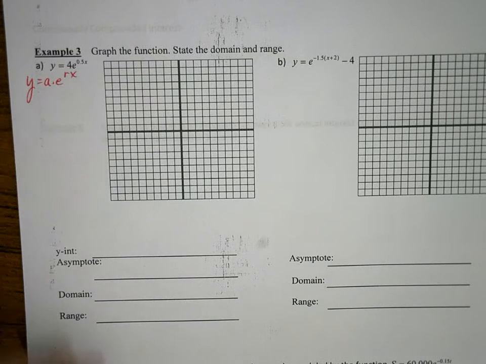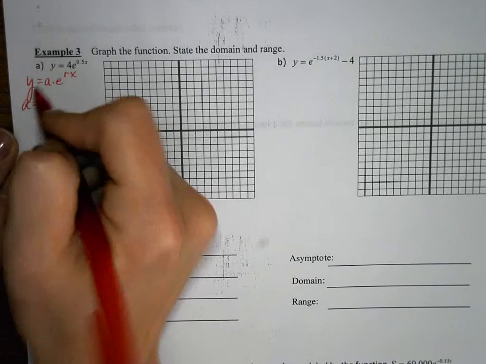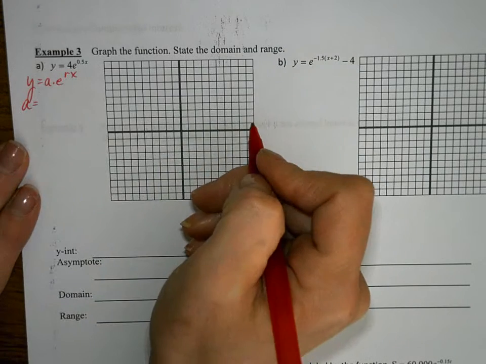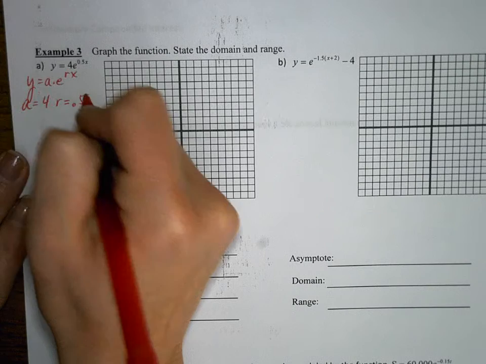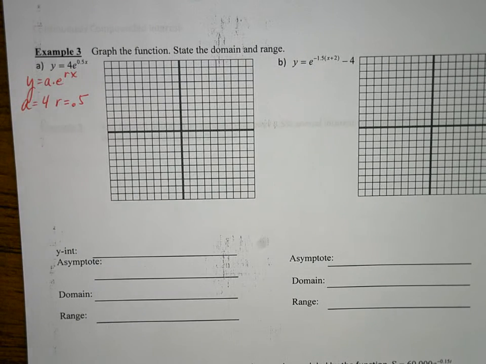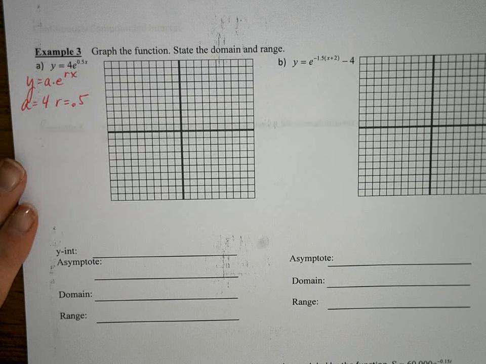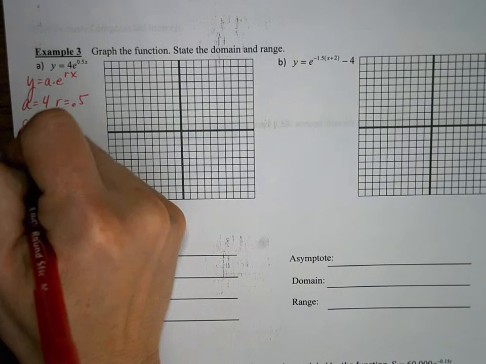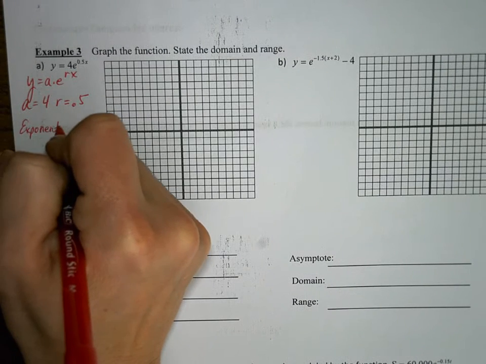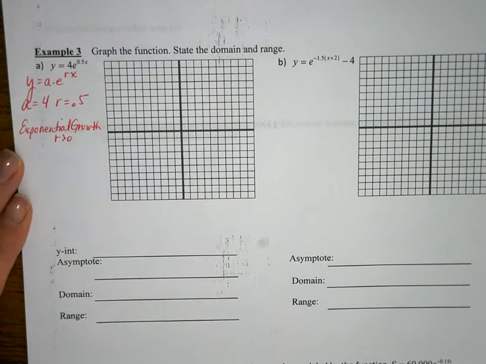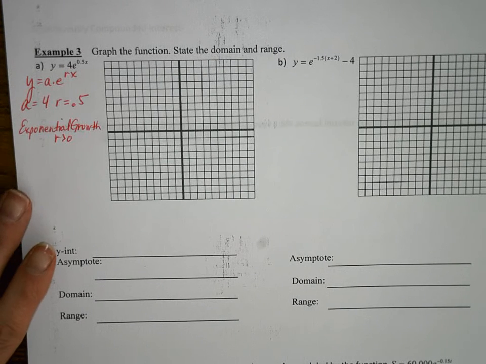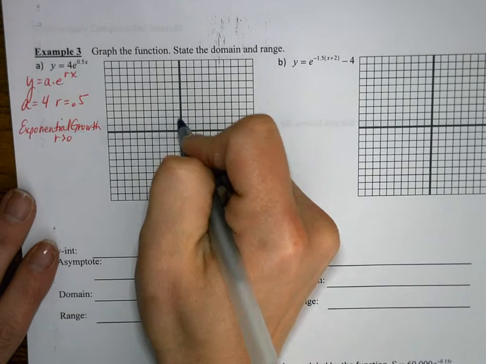All right, so what is my value for a, Ben M? 4, and what is my r value? 0.5, beautiful. Is this exponential growth or decay, Jenny? It is exponential growth, absolutely, because my r value is positive. All right, give me 1 point on this graph, Ashlyn. 0, 4. Beautiful. I know it's got to cross the y-axis at a, so I'm up at 0, 4.